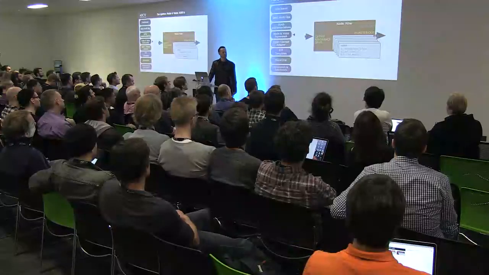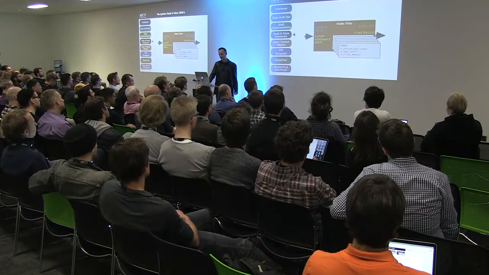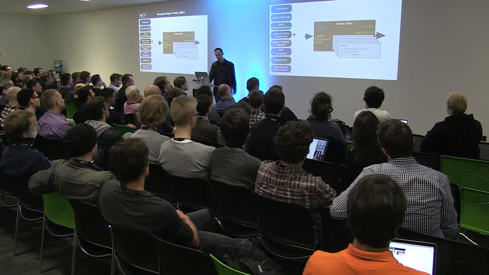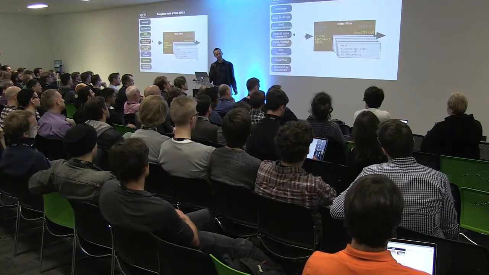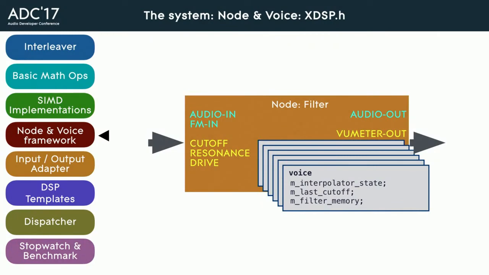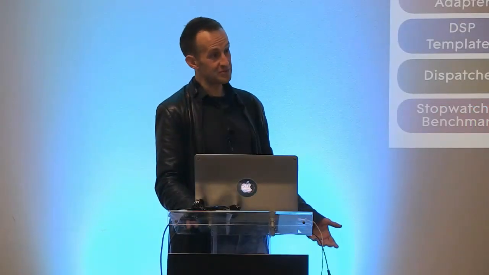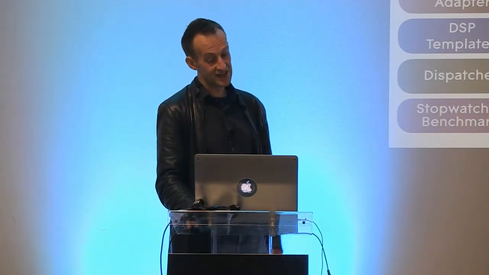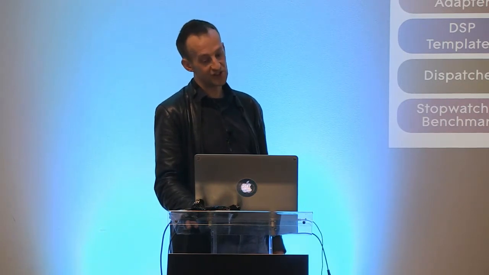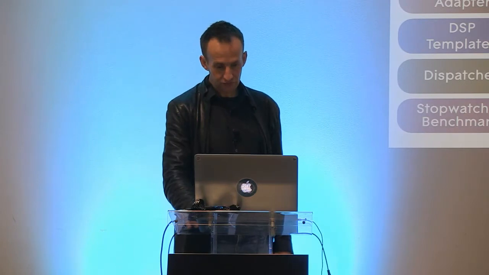That has your standard ins and outs, so you have audio buffers in and out. You have some control rate parameters, so things that only update once per block cycle. That might be your cutoff and resonance. And then within the voices, those would have some member variables that might be filter memory state, or pre-computed coefficients, or those kinds of nuts and bolts.